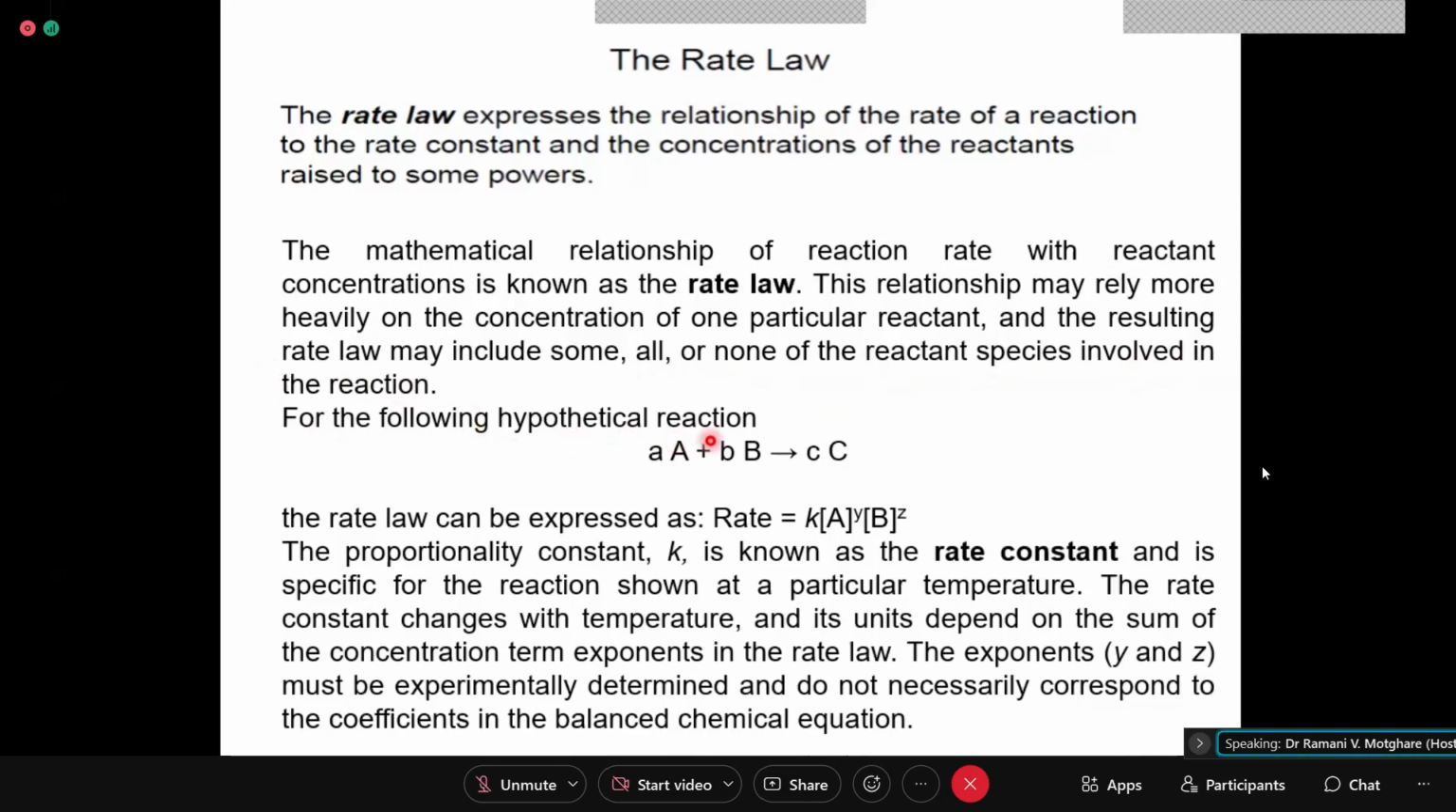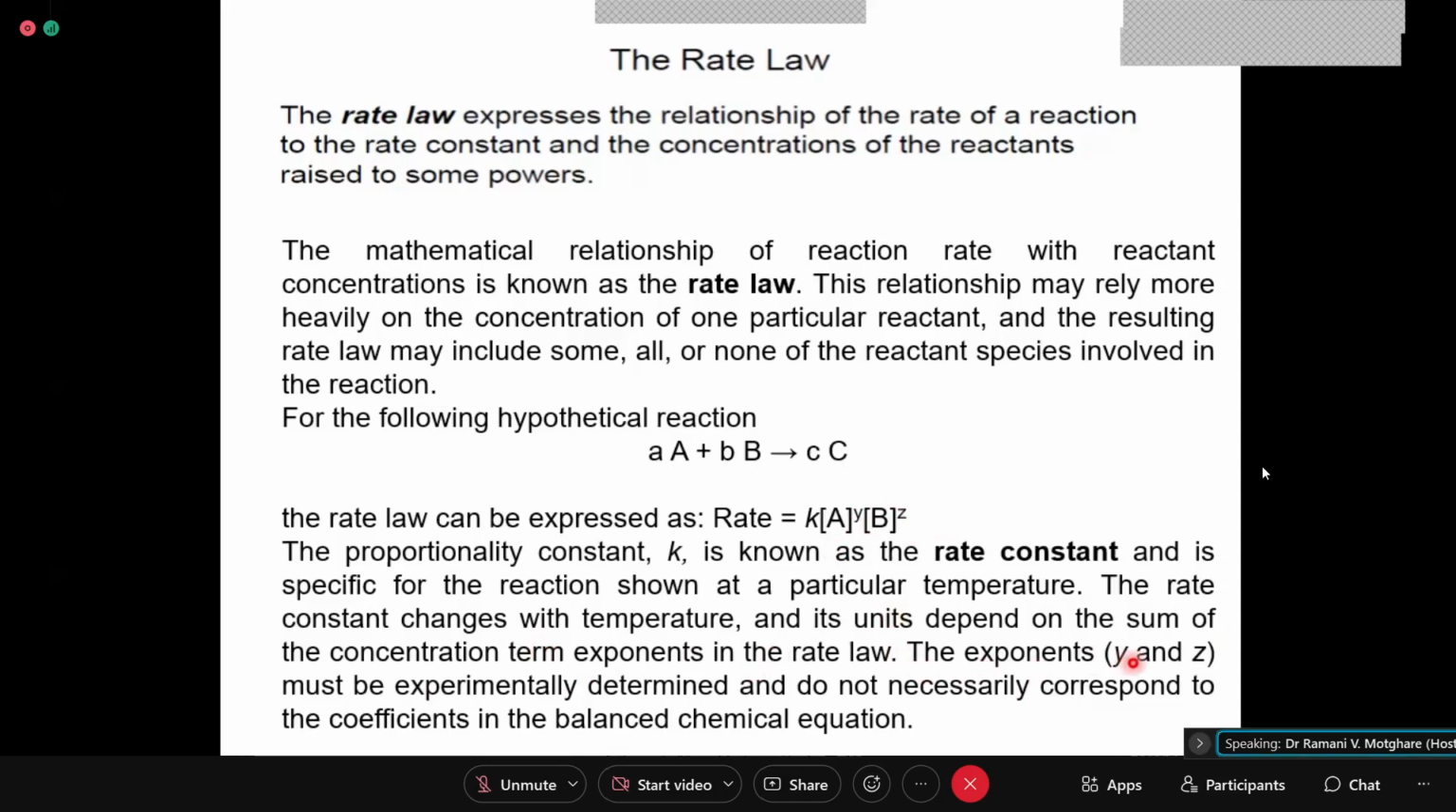For the following hypothetical reaction, x number of A reactant plus y number of B reactant giving you C, the rate law can be expressed as rate is equal to k into concentration of A raised to y and B raised to z. Okay, the proportionality constant k is known as the rate constant and is specific for the reaction shown at a particular temperature. The rate changes with temperature and its units depend on the sum of the exponents of the concentration terms in the rate law, that is y plus z.